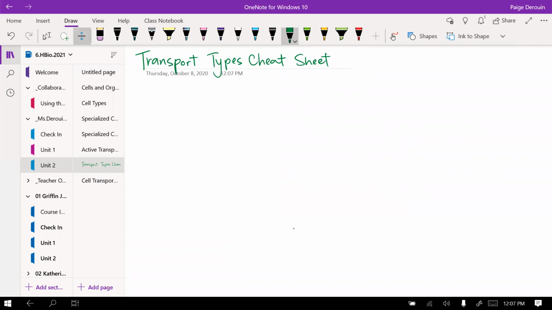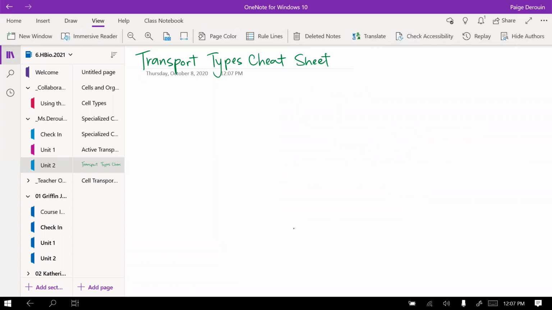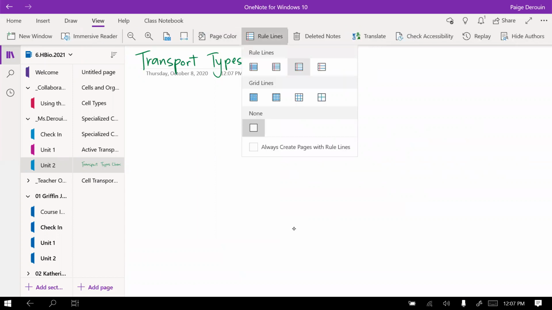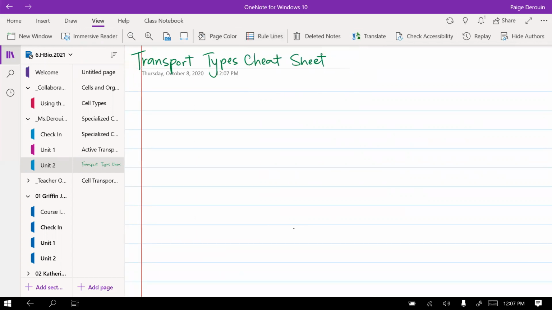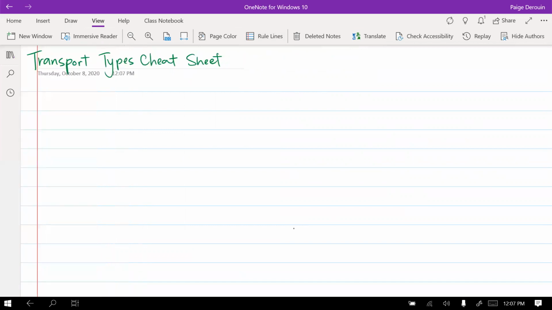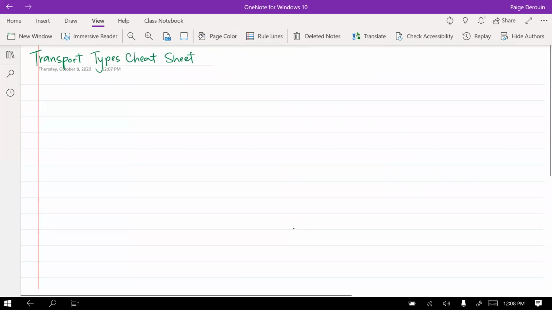And I'm going to put lines on mine. So I'm going to go to view, rule lines. You don't have to put lines on yours if you don't want to, but I like them. View at the top, and then press rule lines. And you can choose your thickness.